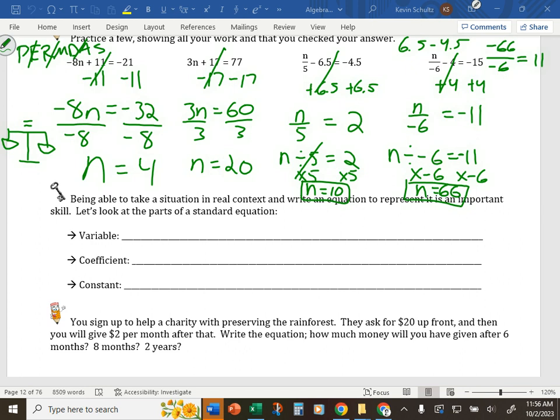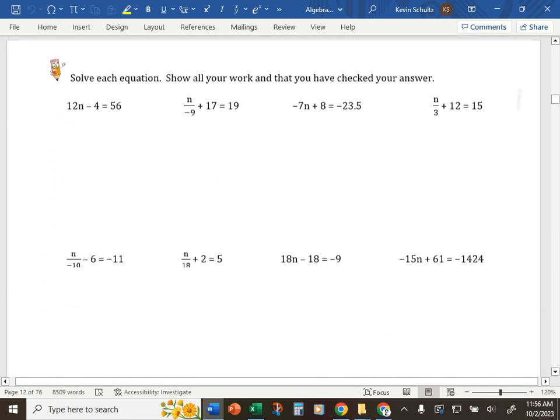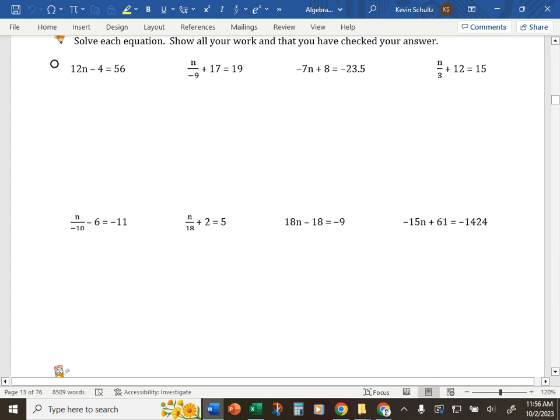Let's skip the next part. We'll talk about this tomorrow. And for homework for tomorrow, while it's fresh in your minds, I'd like you to do this section here. Just these 8. Just this section here.